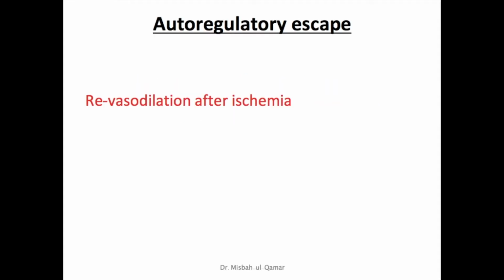One last detail is the autoregulatory escape, in which, when sympathetic stimulation causes intense vasoconstriction and greatly decreased blood flow, after a few minutes of this decreased blood flow, local metabolic vasodilator mechanisms are elicited due to ischemia and they cause re-vasodilation of the vessels. And this is called autoregulatory escape.